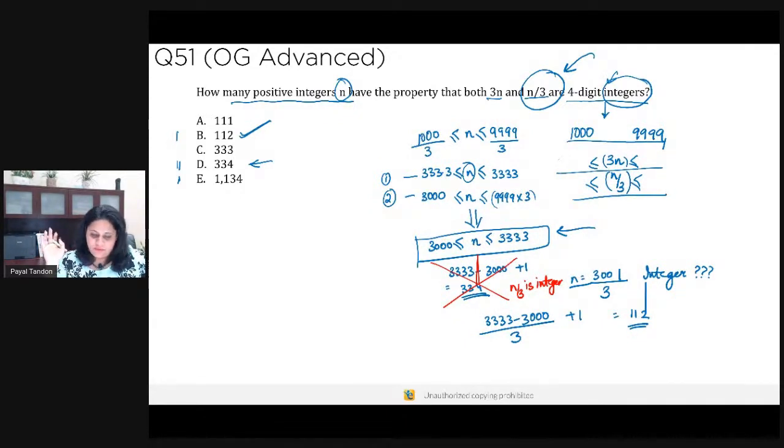Now, if any one of you was getting choice A or choice C as the correct answer, then definitely you have a problem with this concept over here, that the number of numbers within a range is upper limit minus lower limit plus 1. So that is my feedback to you. There was one person who selected choice C, but then he changed that to 334.